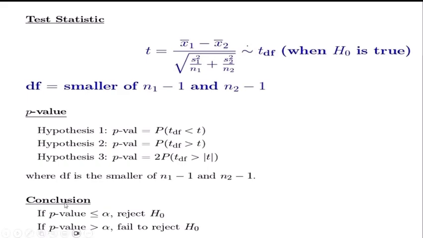And of course, our conclusion remains the same. In the conclusion, you compare the p-value with the level of significance given. When the p-value is less than the level of significance, you reject H naught. When the p-value is greater than the level of significance, you fail to reject H naught.